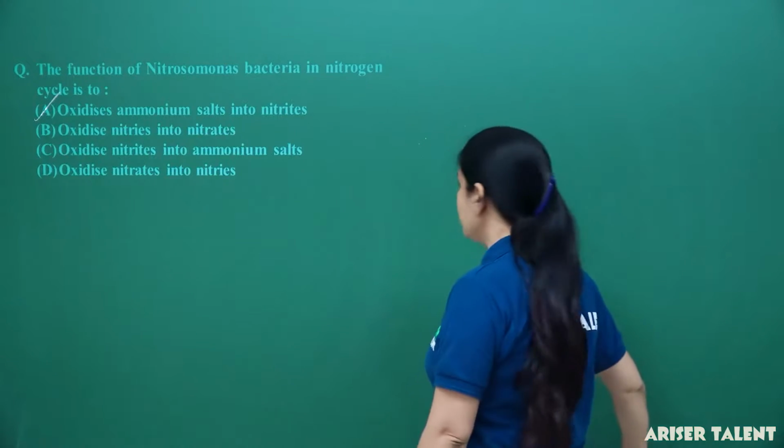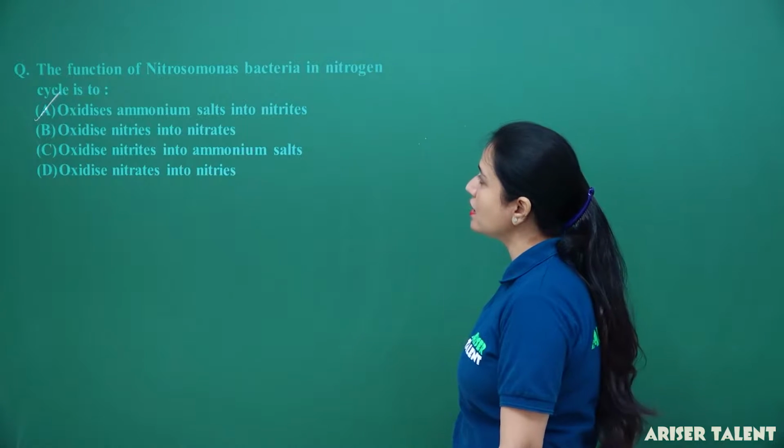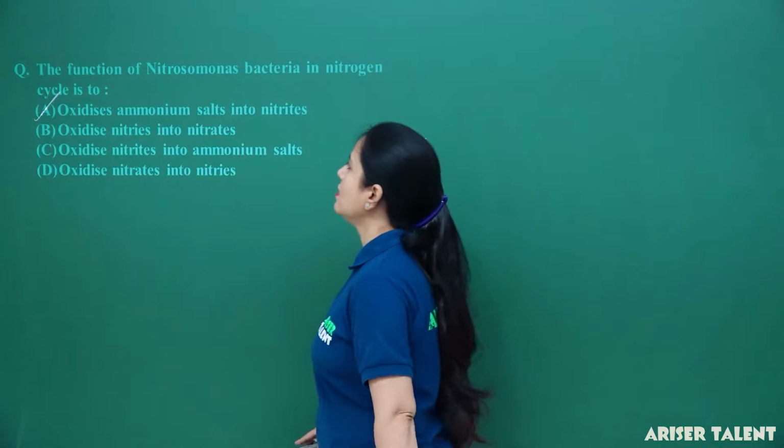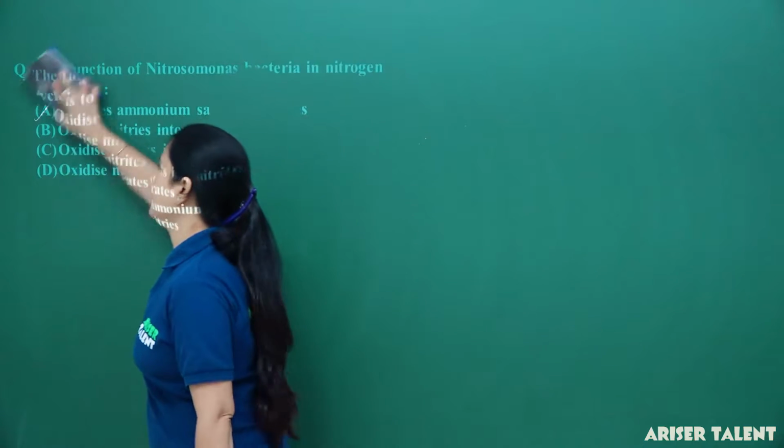Clear? Option A means oxidizes. What is the function of nitrosomonas? It oxidizes the ammonium salt into nitrites.